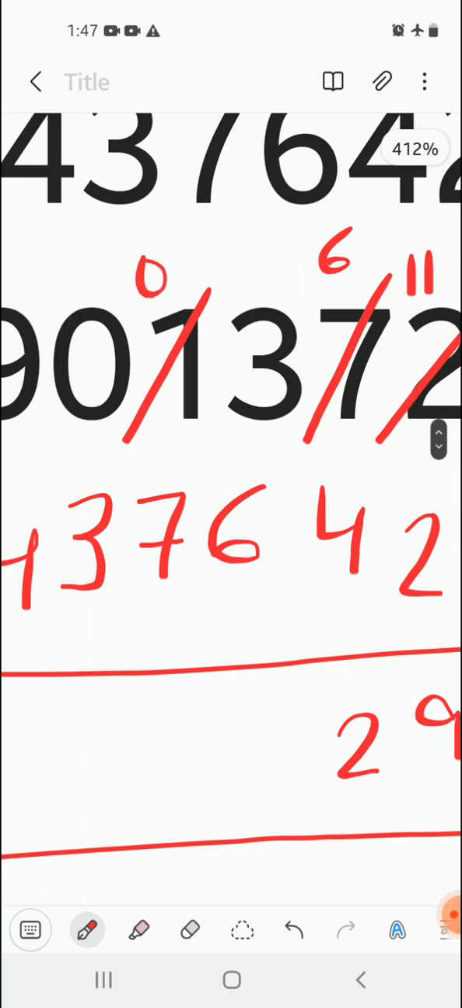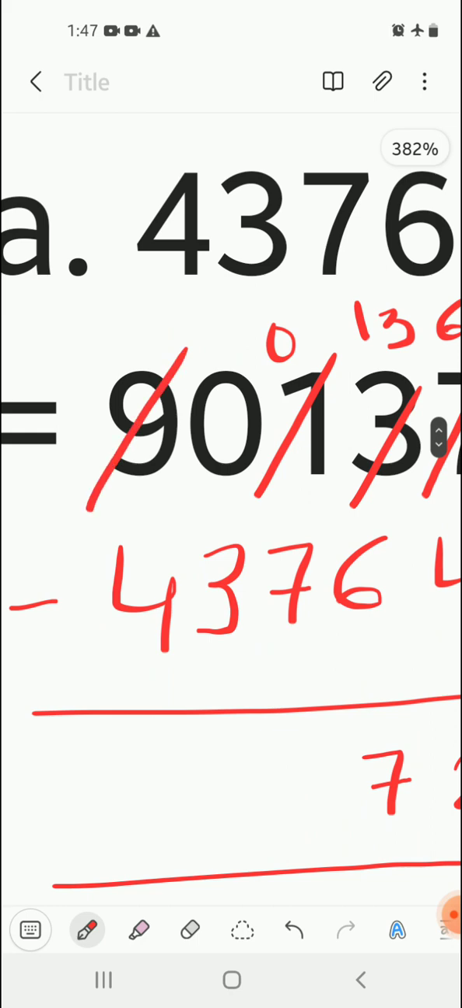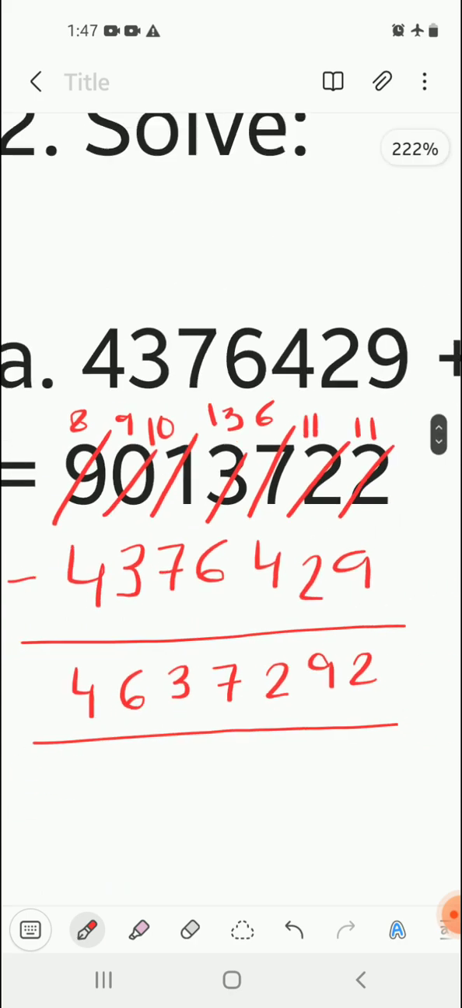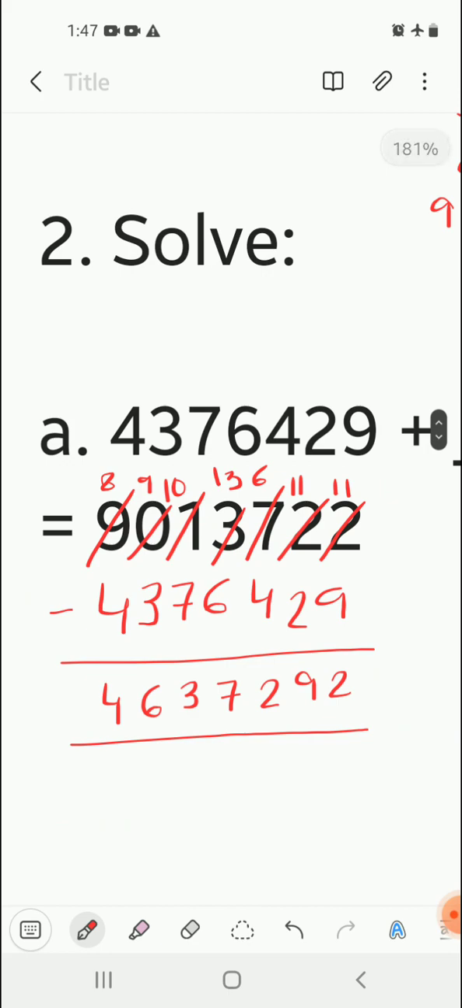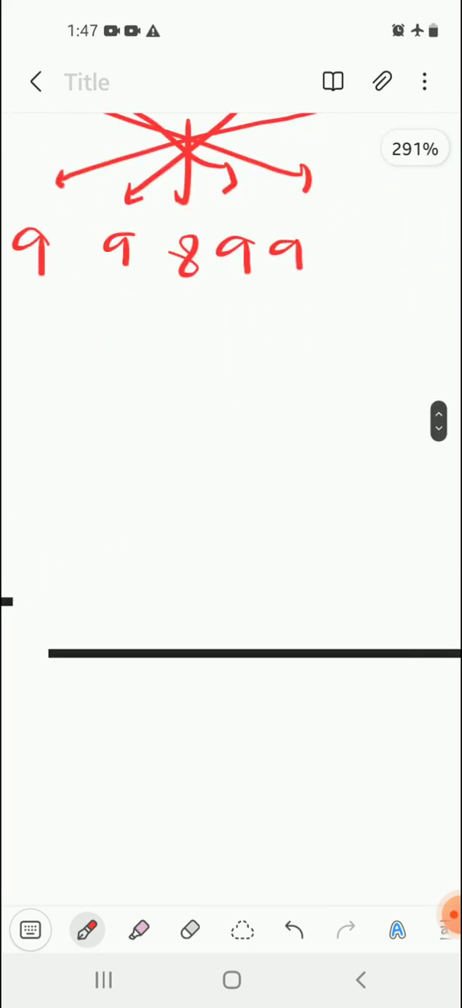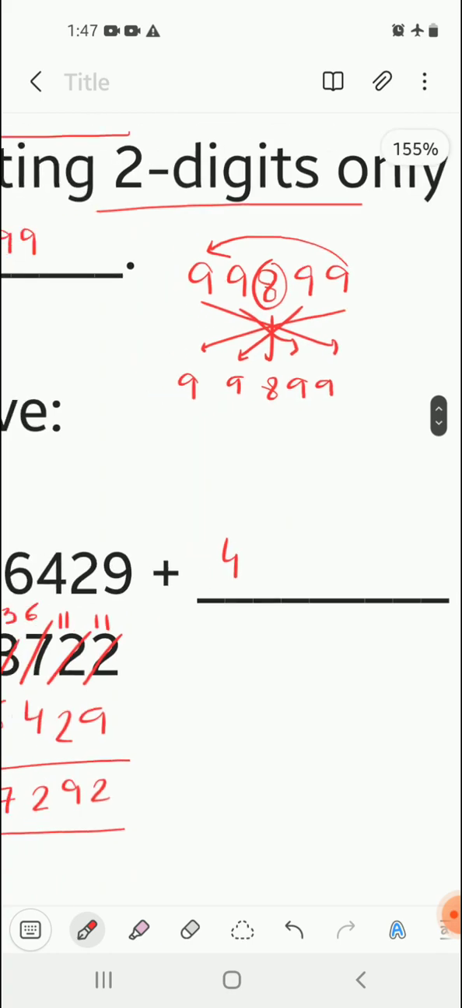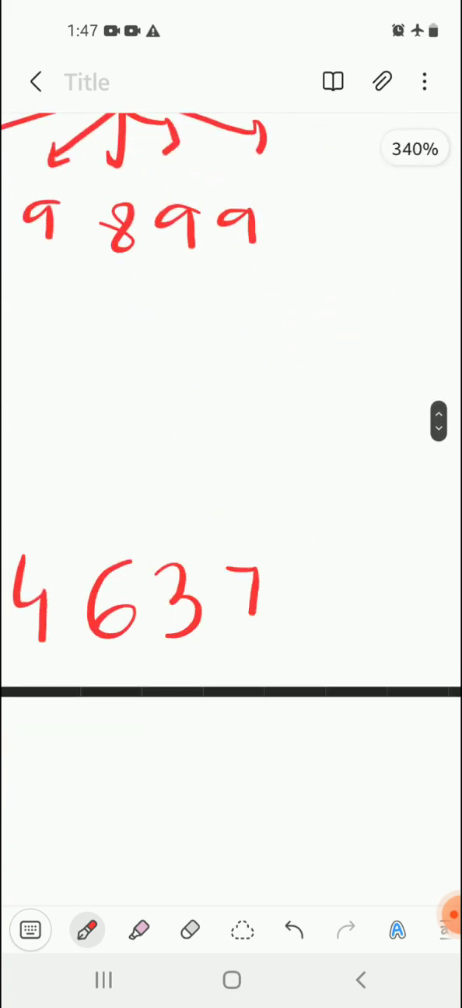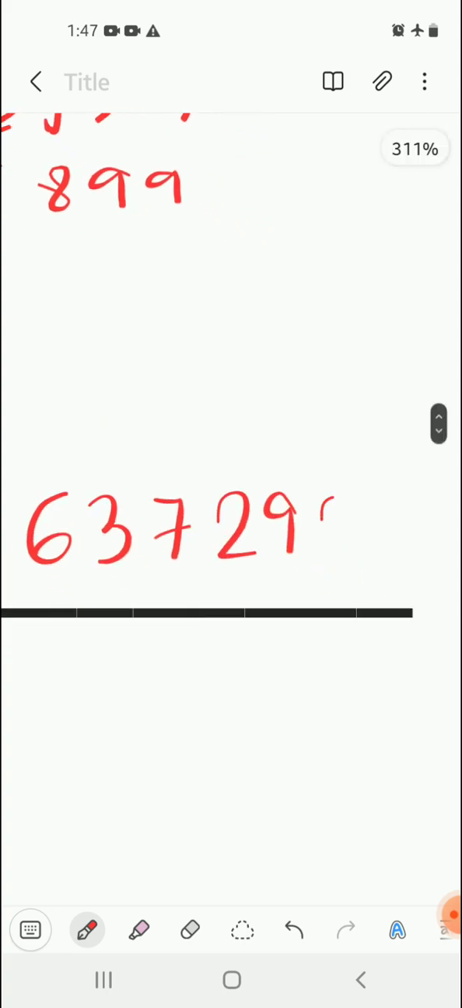Again carry, this becomes 0. This is 13, 7. Again from here make it 8. This will be 9 because here we'll take this 10. So 10 minus 7 is 3. 9 minus 3 is 6. And over here 8 minus 4 is 4. So the answer is 4637292.